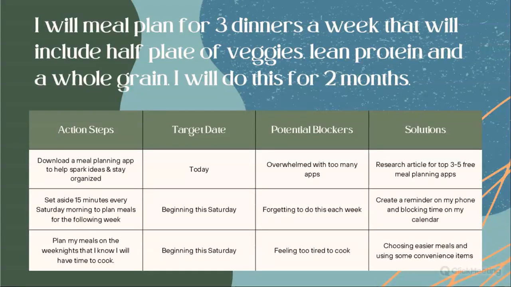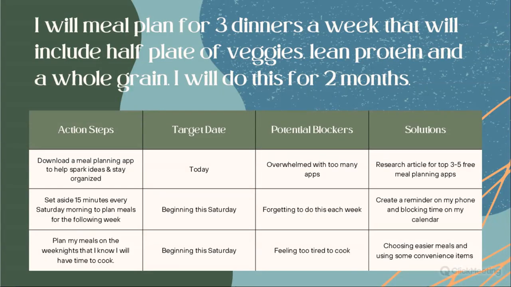And then my last action step for this goal would be to plan the meals on the weeknights that I know I'll have time to cook. So again, like I mentioned, there's a couple nights during the week where my husband and I are running back and forth, getting our kids to where they need to be, or maybe we have things in the evening. And so I definitely want to plan. I don't want to set myself up to fail. So I want to plan the dinners that I'm going to cook, or that we're going to cook, on weeknights that I know we have time to do it.